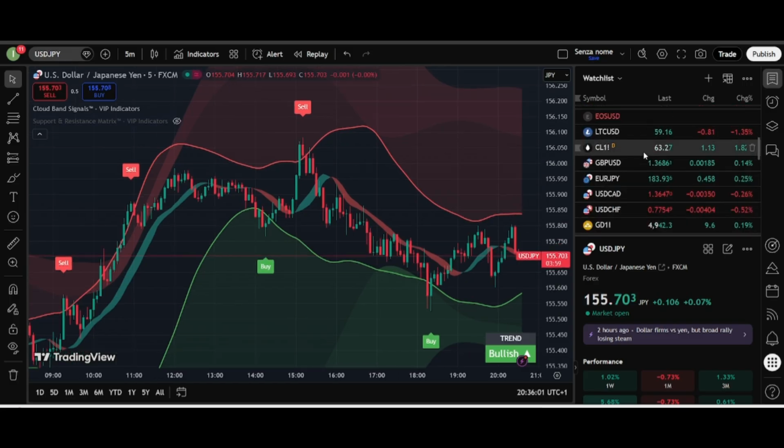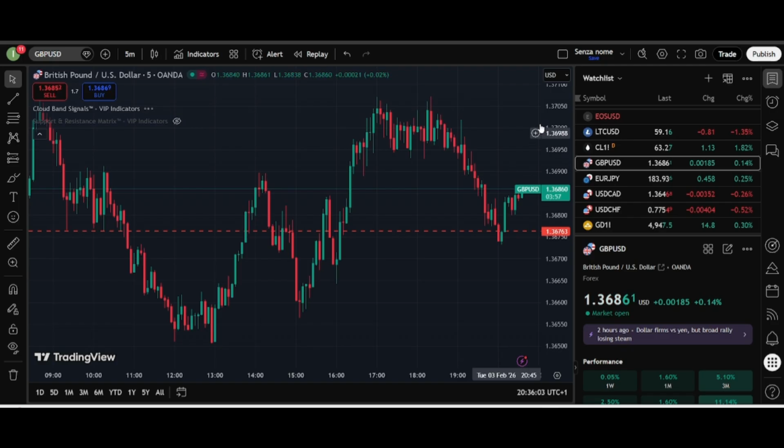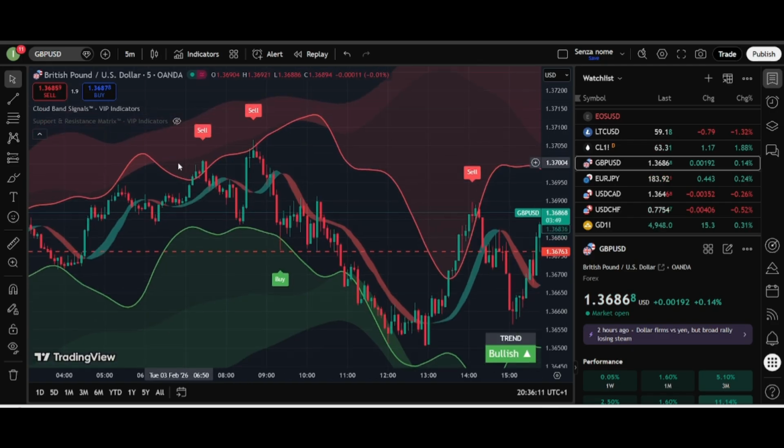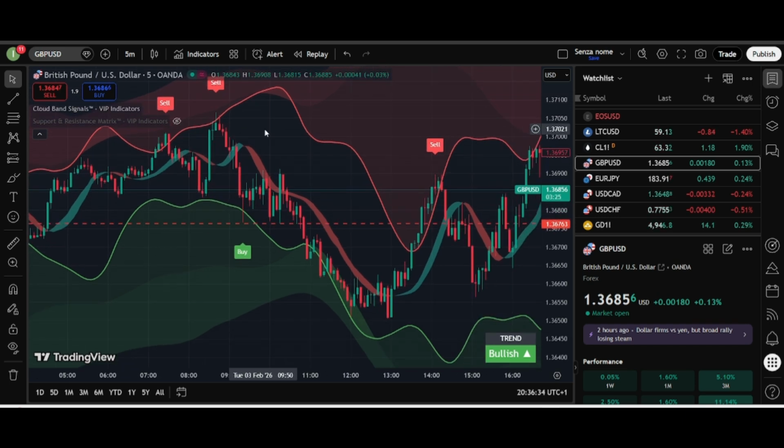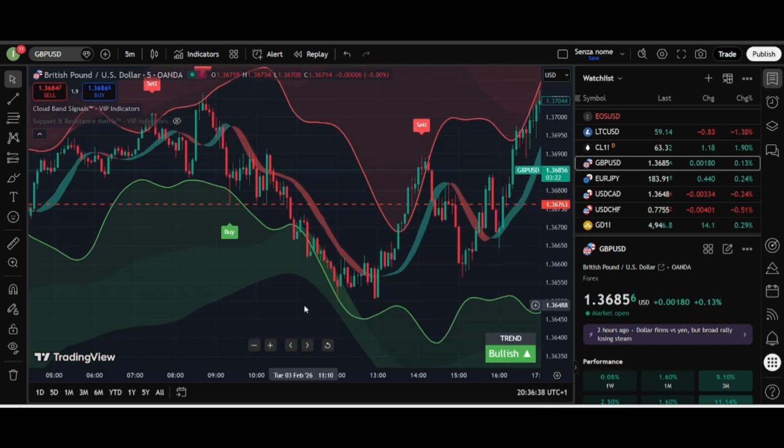Let's jump to the British pound USD. We see that here the price was testing new highs. We got a first sell signal at 136.99, around 137.0, and the second one occurred like 2 hours later, and the price started to go down to 136.50. So we got 50 pips.